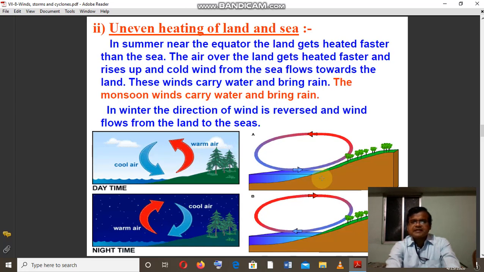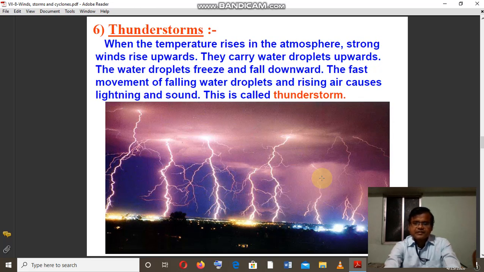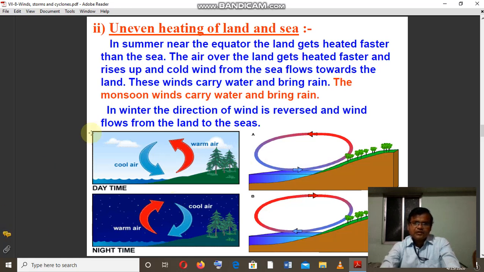Uneven heating of land and sea. In summer, near the equator, the land gets heated faster than the sea. So the air over the land gets heated faster and rises up. Cold wind from the sea flows towards the land. This wind carries water and brings rain. The monsoon winds carry water and bring the rain. And you can see that in winter the direction of the wind is reversed and the wind flows from land to sea.